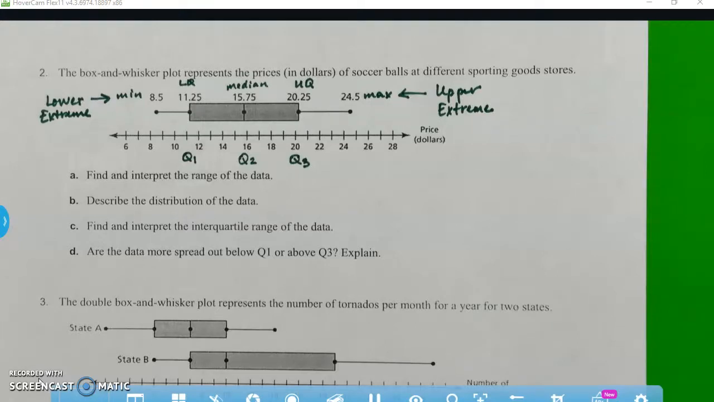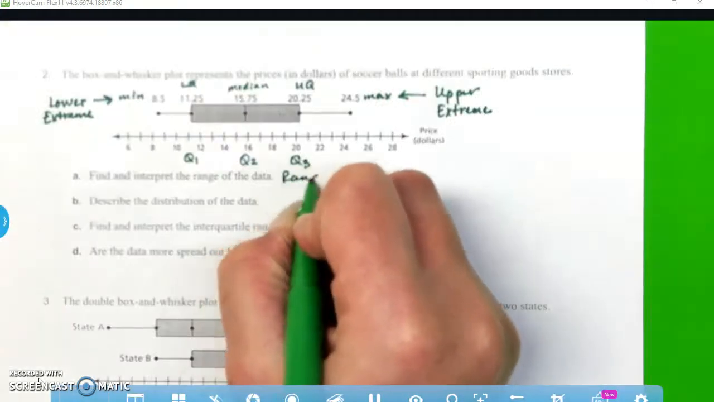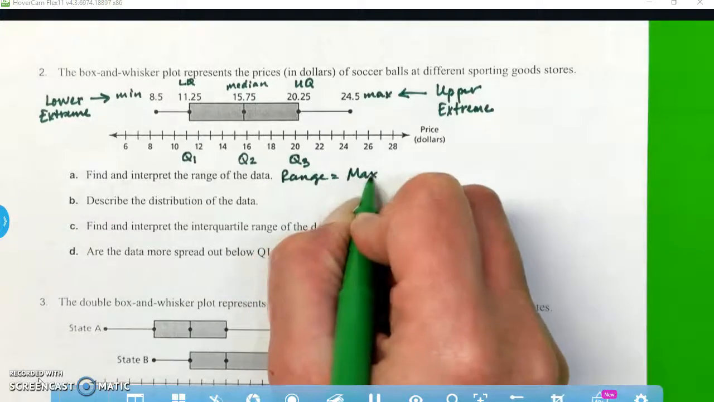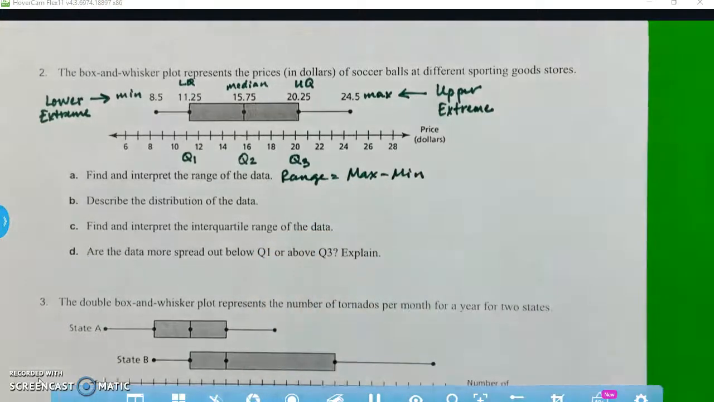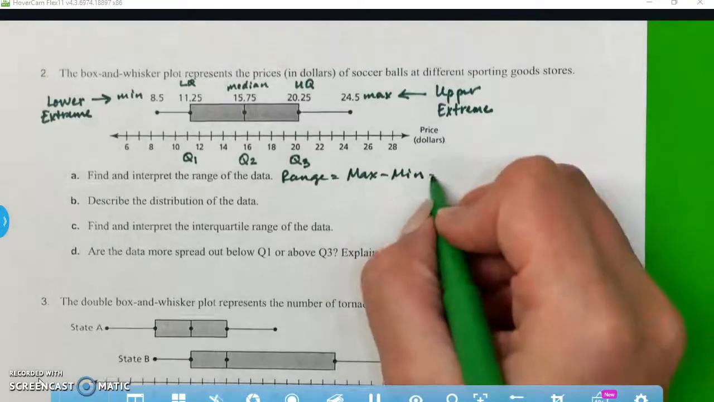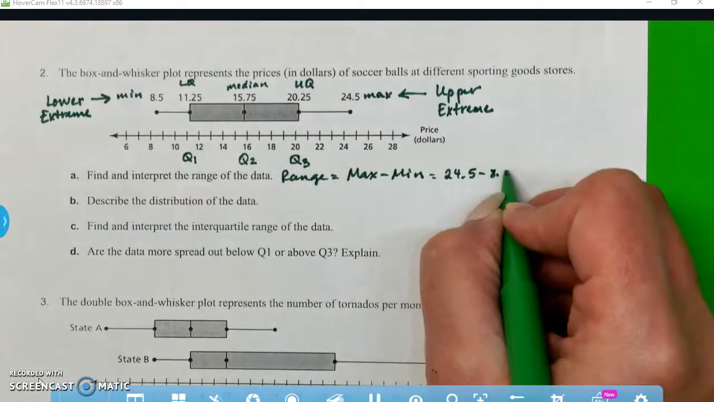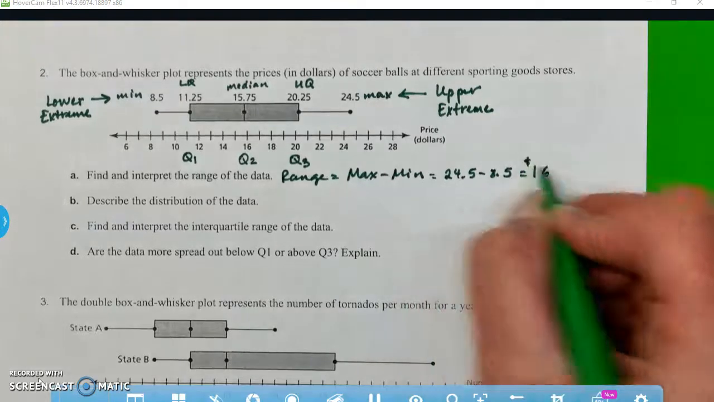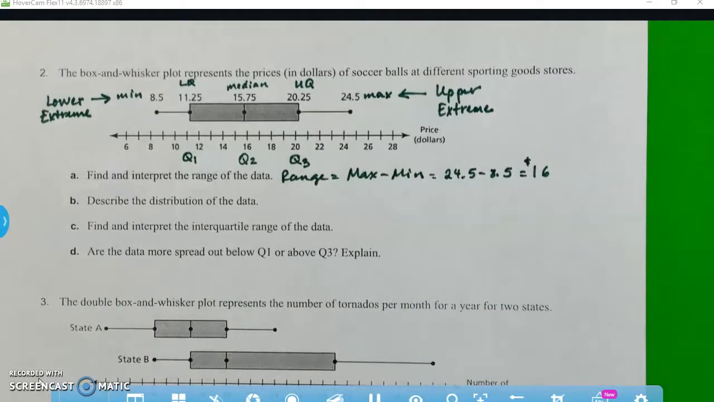So let's take a look at our statements and questions for analysis. These are not answer choices. These are the steps that we're going to take for our analysis. So first one, find and interpret the range of the data. So the range of the data, guys, is the difference between maximum and minimum data. So we've already labeled them. So that would be 24.5 minus 8.5. So we have $16. $16 is the range of our prices in those different sporting goods stores.